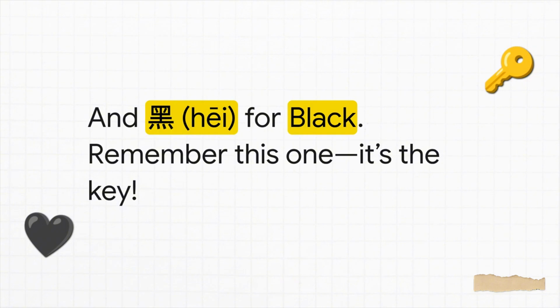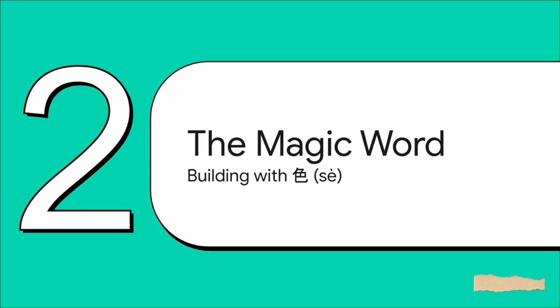So, pretty simple, right? But here's the thing. These are just the characters. How do we turn them into the actual words for colors that people use every day? Well, that brings us to the next level. This is where we learn how to actually build with these characters. And it really all comes down to one little magic word.